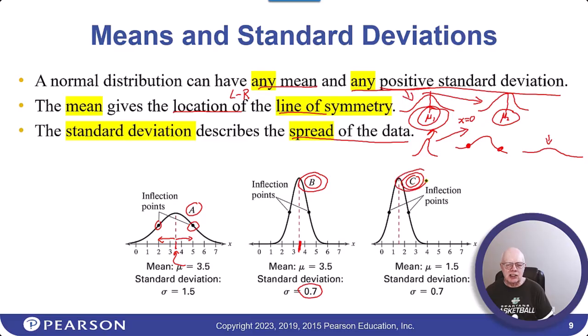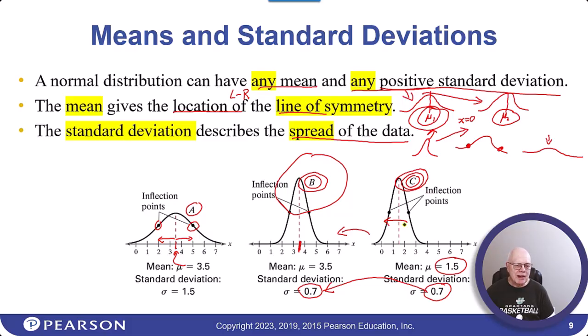Over here it's C. There are inflection points. Now on this one, the standard deviation, notice, is the same as for curve B. So it's spread out or squeezed together the same amount. However, the mean is not the same as for B. It's a smaller number, so this B curve is moved further to the left by 2 units if you pay attention, because this one has a mean of 3.5, this one has 1.5, so we've moved 2 units to the left.